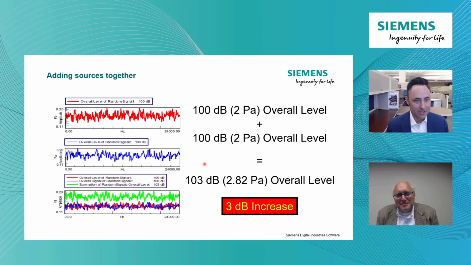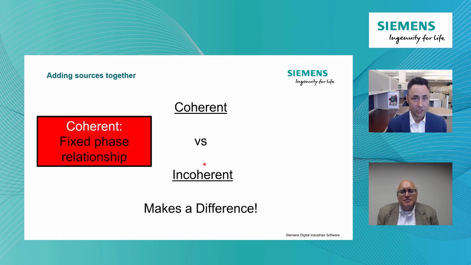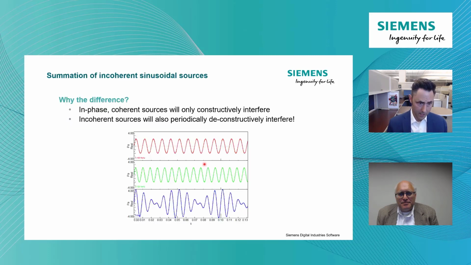So a 3 dB increase in adding together our 2 sound sources. So why does this happen? Well, we have this thing called coherent and incoherent sound sources. It makes a big difference. And coherence is just a fixed phase relationship. In my previous example, I had 2 random sound sources, so they're just playing noise in a random fashion. So there can be no relationship between these 2 sources, and so they're incoherent. And so what's going to happen is sometimes these things are going to be acting together and they're going to sum together, and sometimes they're going to be acting opposite and they're going to cancel.